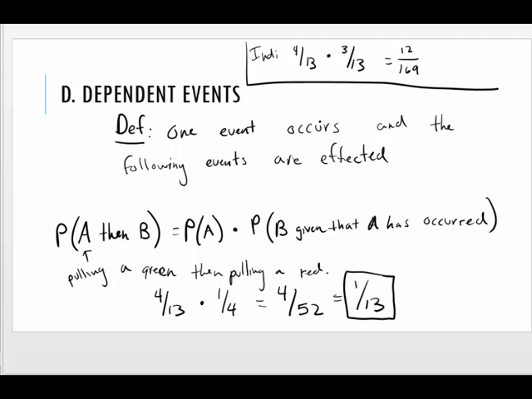And so the probability of A then B occurring is different than the probability of A then B occurring given that A has already occurred without replacement. So one's with replacement and one's without replacement. So I'm saying this is a different example.